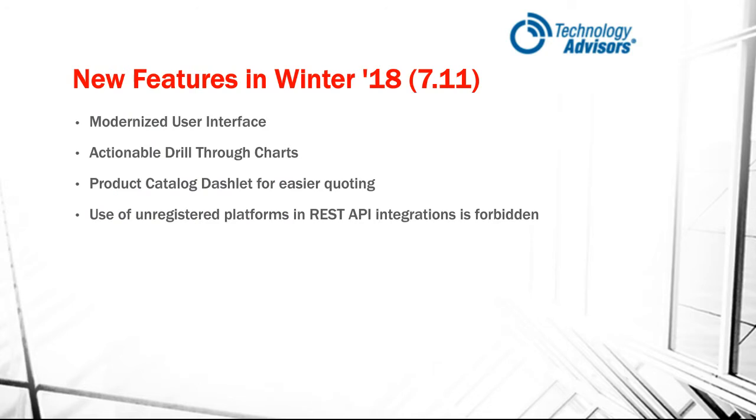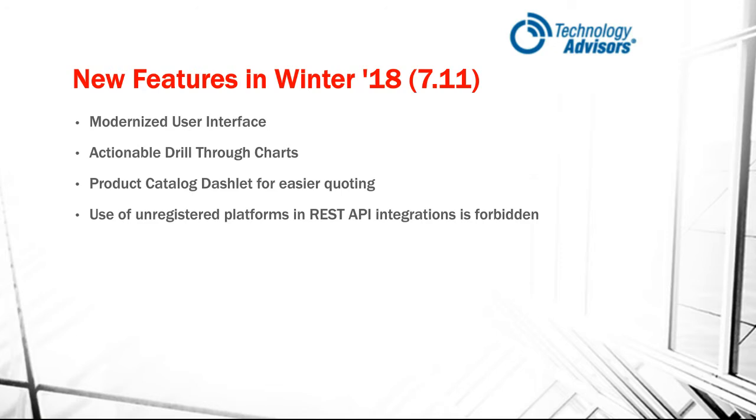All right, talking about upcoming releases, we have the Winter 18 release, or 7.11, which comes with 4 big items. We have a modernized user interface, actionable drill-through charts, product catalog dashlet for easier quoting, as well as the use of unregistered platforms in the REST API integrations is forbidden.